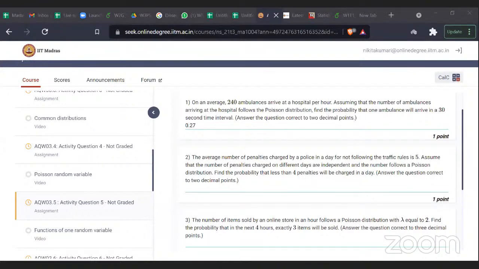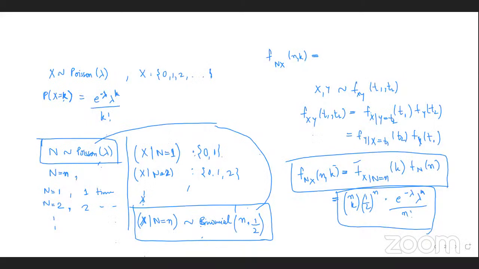Your Poisson distribution was x, no? Sorry, N. N was your Poisson distribution. N is some random variable that follows the Poisson distribution with parameter lambda. Now you have another random variable: given a value of n, you have a random variable x that denotes the number of heads that you obtain in n tosses.